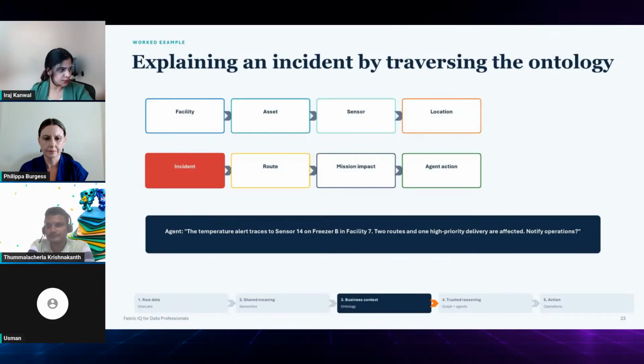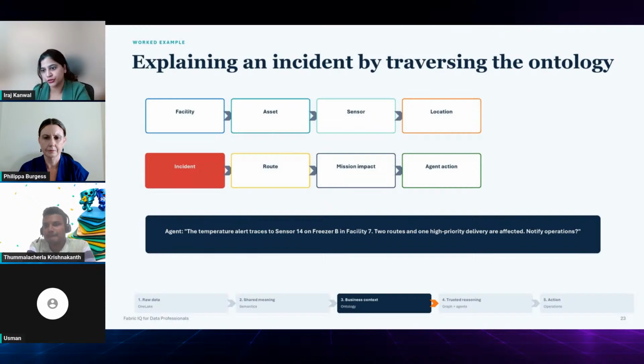So an agent comes with a response that the temperature alert traces to sensor 14 on freezer B in facility 7. See, a lot of connected entities that you are getting, with detailed answers. Let's understand this. A sensor reports a temperature anomaly, right? That by itself is just telemetry. The ontology tells us the sensor belongs to a specific asset. An asset sits in a facility, and a facility is in a certain location. It can have an incident that can affect a route. A route is tied to some customer impact.